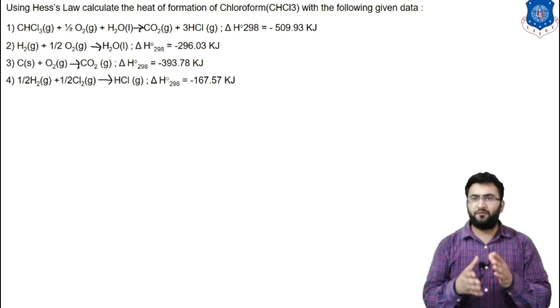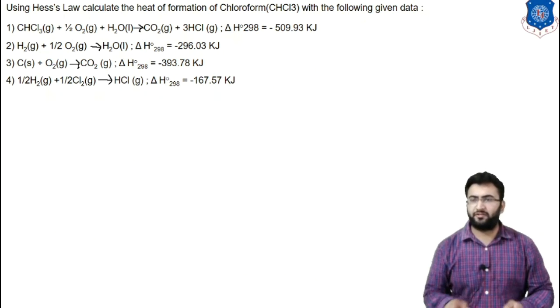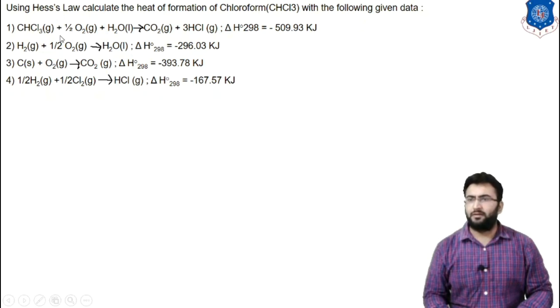So let's calculate one more numerical based on Hess law. The statement says: using Hess law, calculate the heat of formation of chloroform with the following given data. In this statement, a reaction is given and we have to find out the formation of chloroform. So step 1 is to find chloroform from these four reactions. Reaction 1 contains chloroform, so this reaction 1 becomes our main reaction.